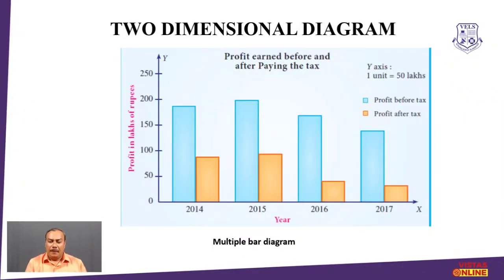And this is a multiple bar diagram. What is the difference between a simple bar diagram and a multiple bar diagram? In a simple bar diagram, for each year, a single bar will come. In a multiple bar diagram, for each year, more than one bar will come. We can use the multiple bar diagram when we are going to compare two different types of data. Here for each year we are comparing the profit before tax and the profit after tax. So this is the example for a multiple bar diagram.